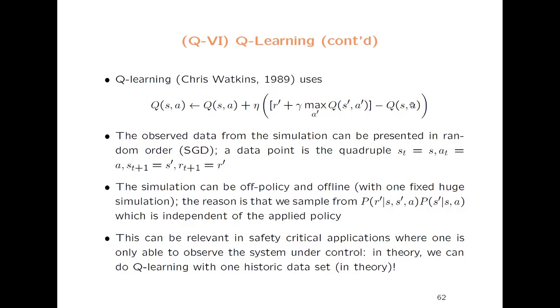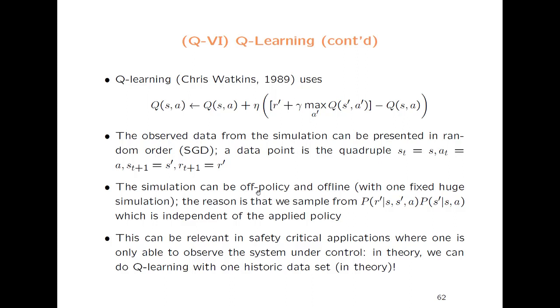Again, we can use it in random order, and a data point would be a quadruple: the state, the action, the following state, and the reward, sorry. The simulation can be off policy and offline. So maybe a little bit surprising, we don't in principle have to redo the simulation. We can do it with one behavior policy, and the target policy can change by doing the Q function updates.